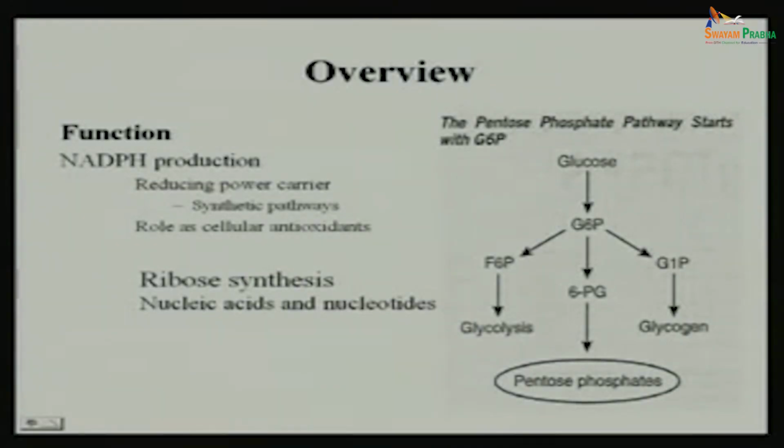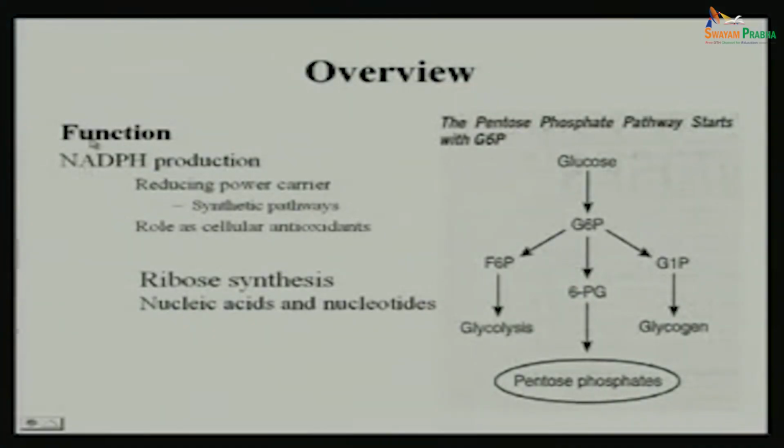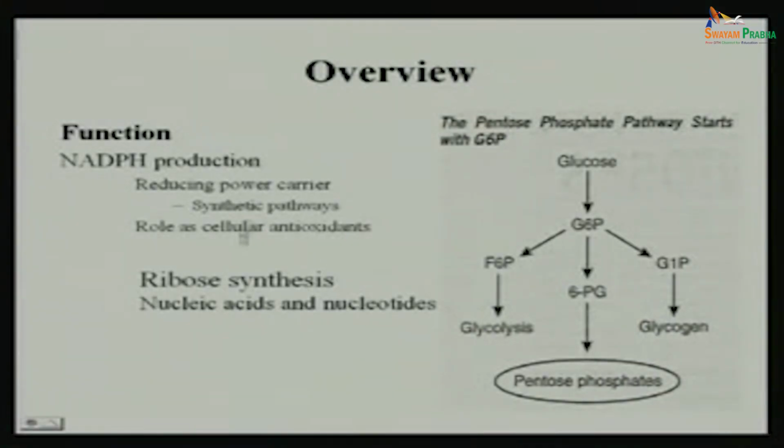Now, when free radicals are formed, these free radicals are harmful to the cell. What are these reducing power carriers doing? They are acting as scavengers of those free radicals which are produced during this reaction. NADPH is acting as one such antioxidant, and it is playing an important role in the cellular antioxidation process.